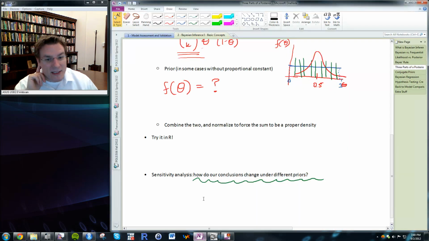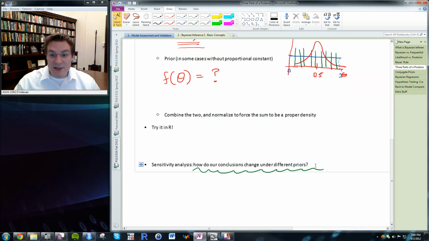That's a perfectly reasonable thing to do. That's not to say that priors come from nowhere. In fact, priors can come from sources, particularly from the literature.